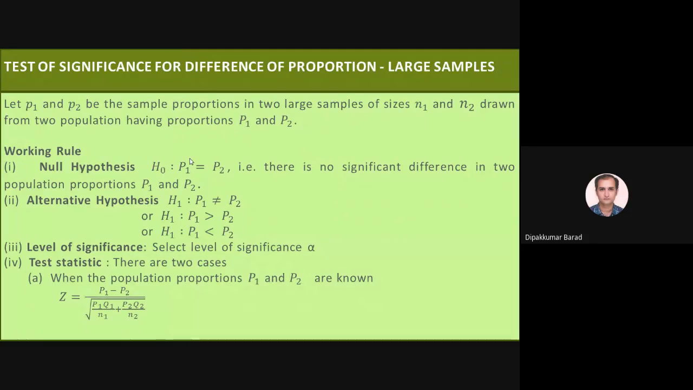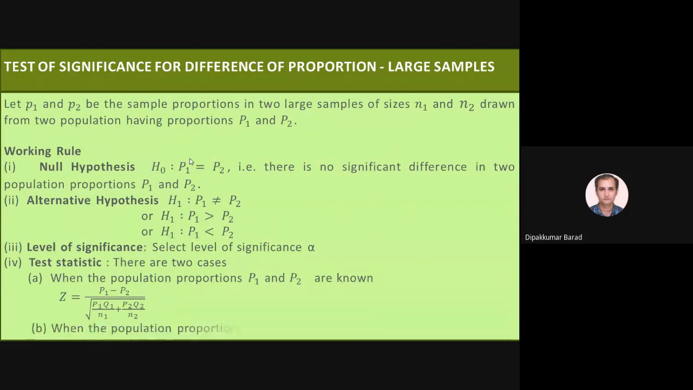So first of all, in the example, if you are given the population proportions capital P1 and capital P2, then for the Z statistic you have to use this formula: Z equals capital P1 minus capital P2 upon under root of capital P1 Q1 upon N1 plus capital P2 Q2 upon N2.